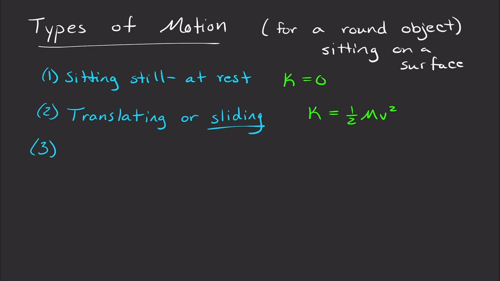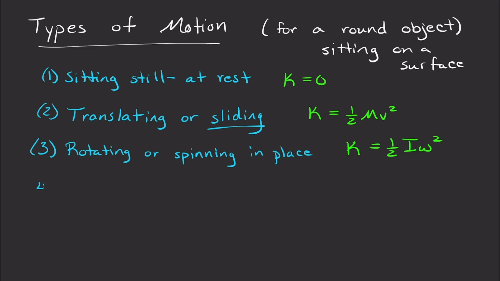Or you could just be rotating. So maybe you're rotating or spinning in place. So maybe you're slipping. So it's kind of like your tires are spinning in place, but you're not actually going anywhere. So that just means you have rotational kinetic energy. So you have 1/2 I omega squared.